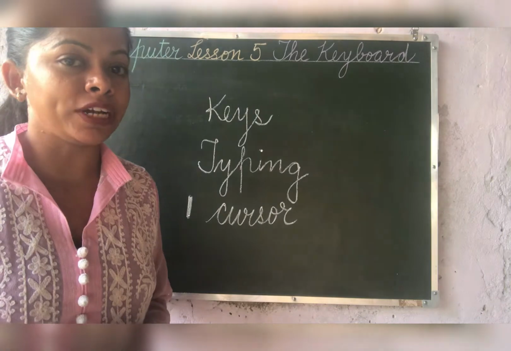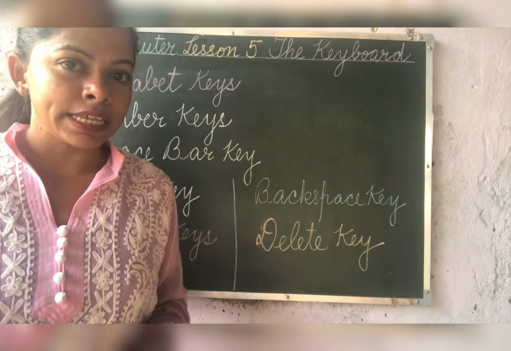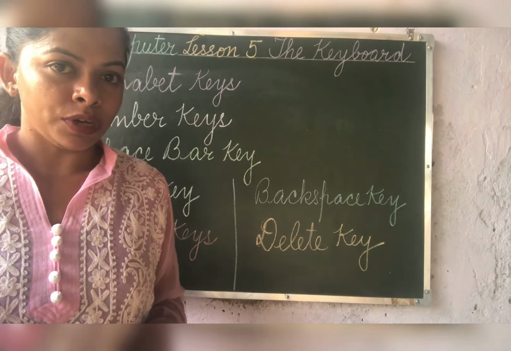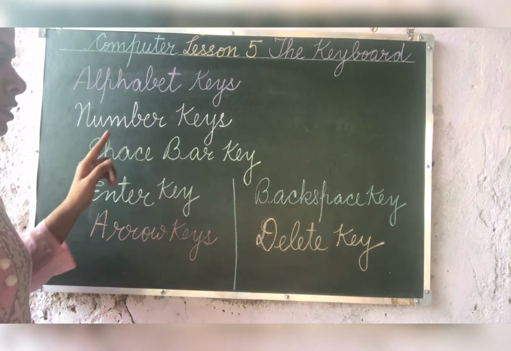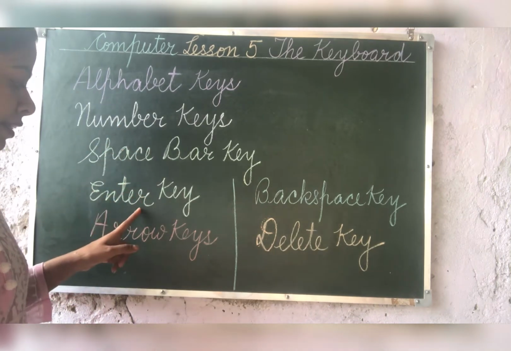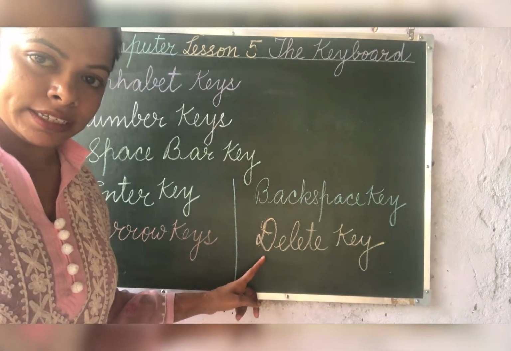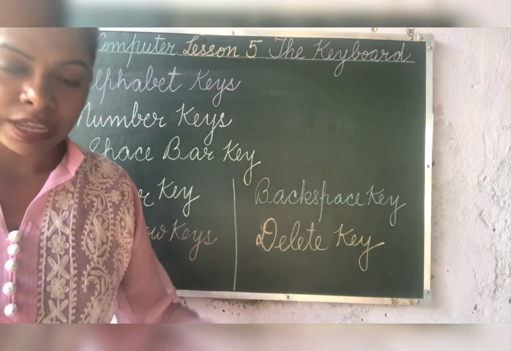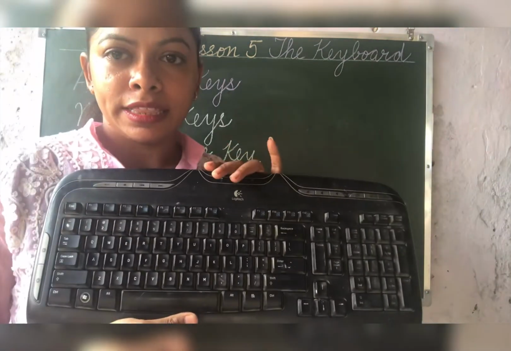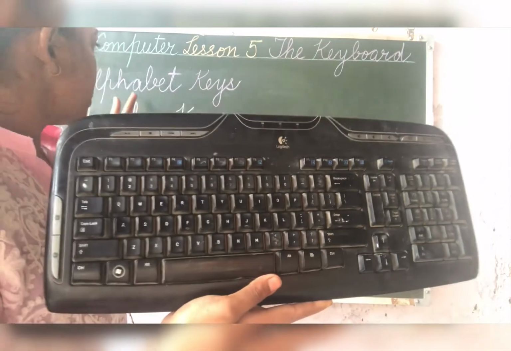This is very important. Now children, let us study about the different keys that are present on the keyboard. Okay, we will study about alphabet keys, number keys, space bar key, enter key, arrow keys, backspace key and delete key. About all these keys we will study. Okay, now this is keyboard, children. First I will show you all the keys on the keyboard, then I'll explain.